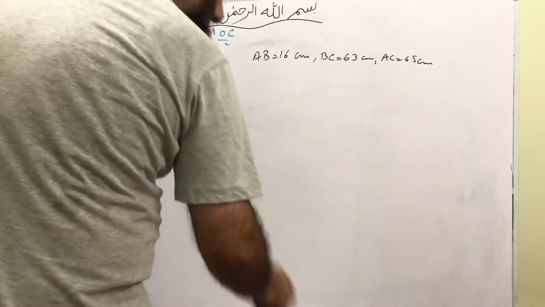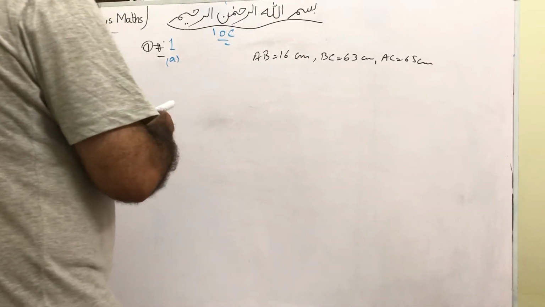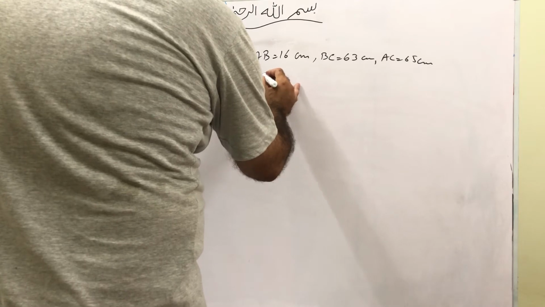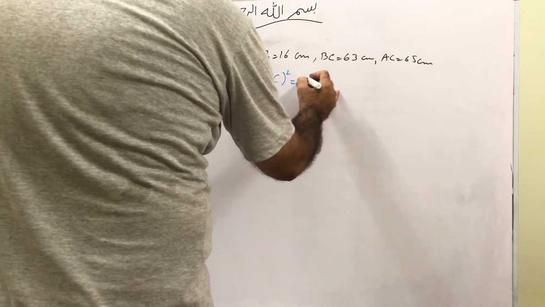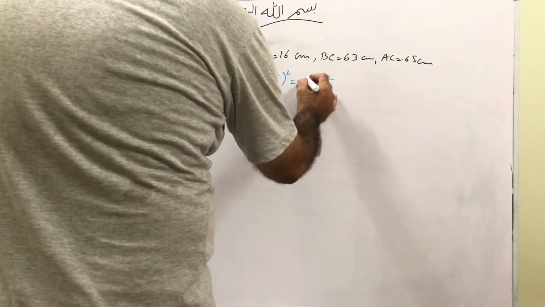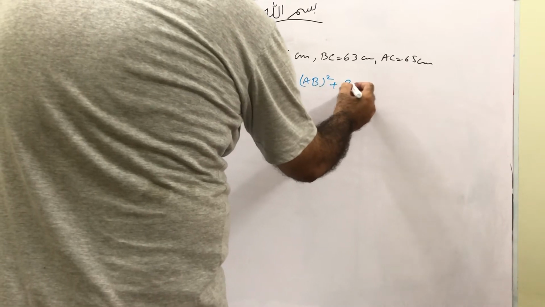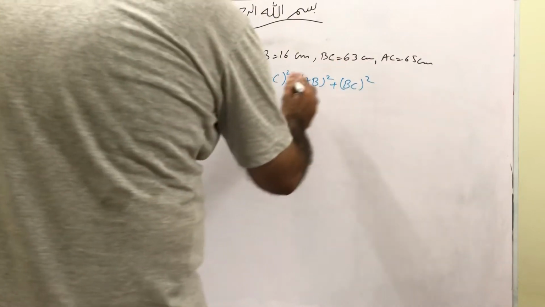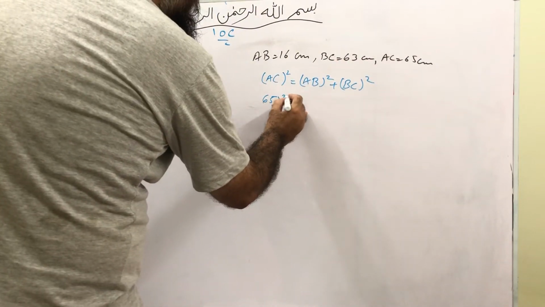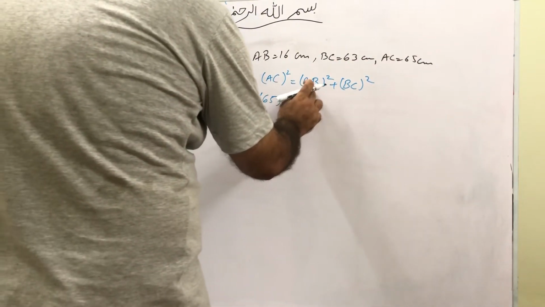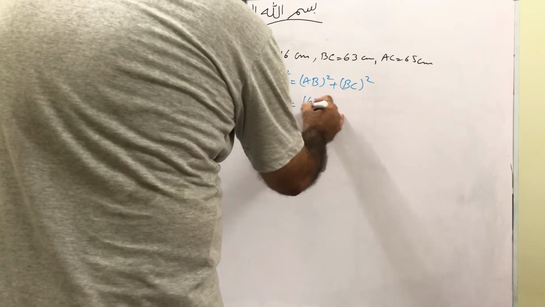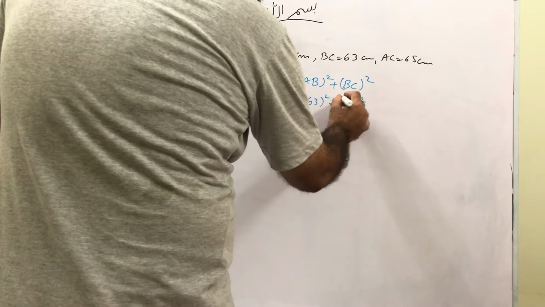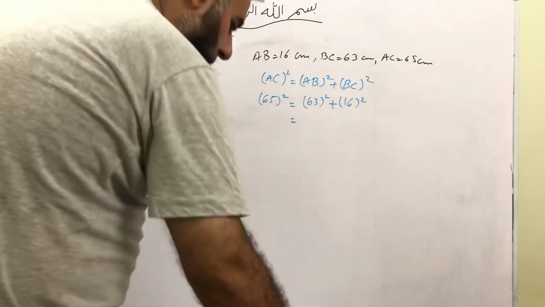So likewise here we will be starting with the bigger side. The bigger side is 65. So AC square is equal to AB square plus BC square, because this is the biggest side. So 65 square is equal to 63 square plus 16 square. Now we will be taking the squares.